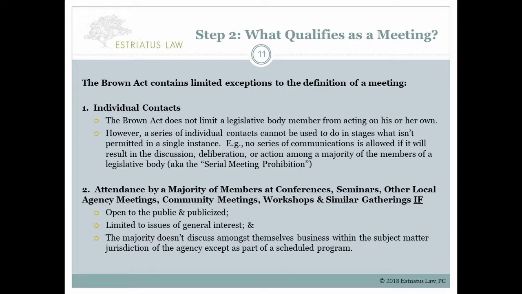The first exception is for individual contacts. The Brown Act does recognize that each member of a legislative body has a right to confer with constituents, advocates, consultants, news reporters, staff, and or a colleague. It doesn't limit a legislative body member from acting on his or her own. However, a series of these contacts cannot be used to do in stages what's not permitted in a single instance. So there's no series of communications that would result in a meeting. That's known as the serial meeting prohibition. We'll discuss that prohibition more in depth later, because it's one of the most frequently asked about Brown Act issues and the most common Brown Act violations.